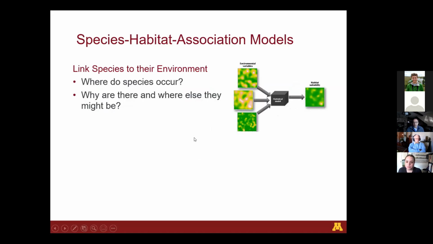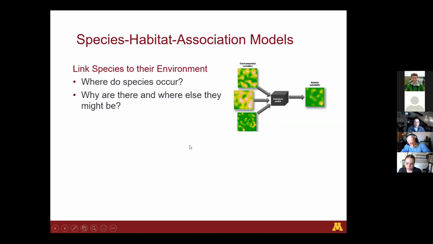So species habitat association models, what are they? They are different ways in which we try and link observations of species to their environment and address questions like where do species occur? Why are they there and not somewhere else? And I'd say most people view these in terms of this sort of graphic that I have here. Essentially, you have these different environmental layers. You throw them in some black box, and out comes some map that describes habitat suitability.